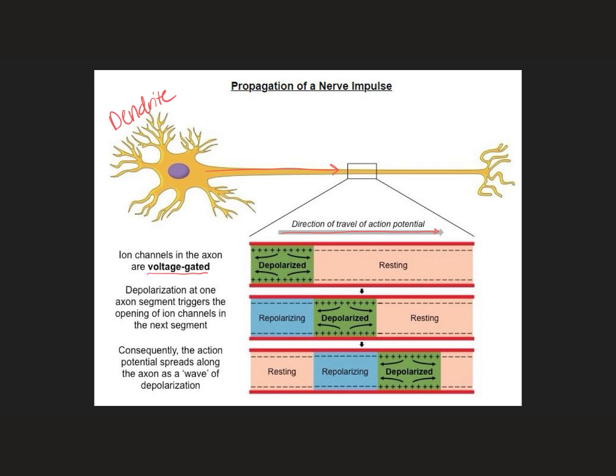Depolarization at one axon segment triggers the opening of ion channels in the next. Consequently, the action potential spreads along the axon as a wave of depolarization. So if here's where we start with depolarization, it moves as a wave. As this depolarization moves that way, repolarization happens, and then you get periods of resting, and it happens over and over again. So as it moves, this is going to repolarize, and then it's going to rest, and then it'll get depolarized again.